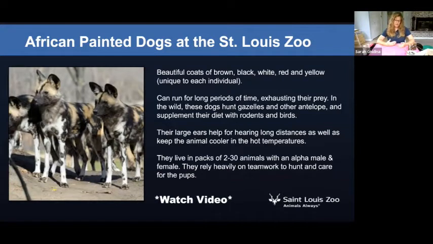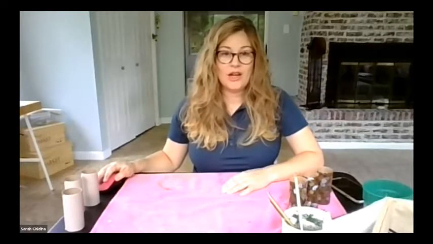So the alpha male and alpha female are in charge of all the big decisions, and they take care of everybody, but they work as a family. They have the aunts and the cousins all help to hunt and take care of the pups in the den. Now we're going to watch a short video about our painted dogs at the St. Louis Zoo.